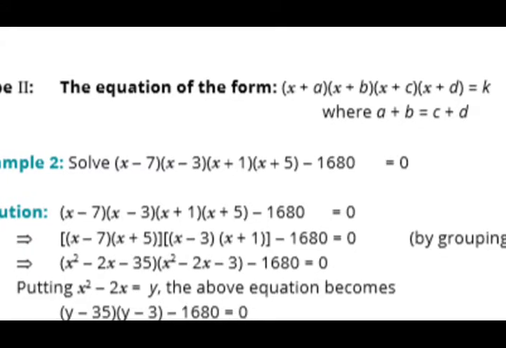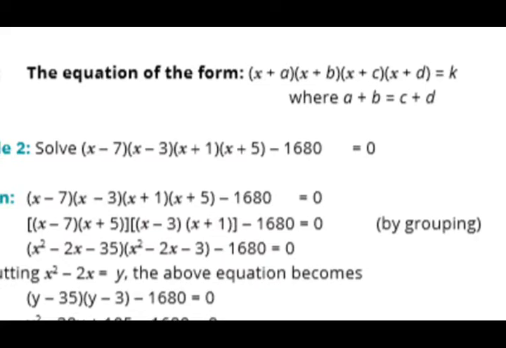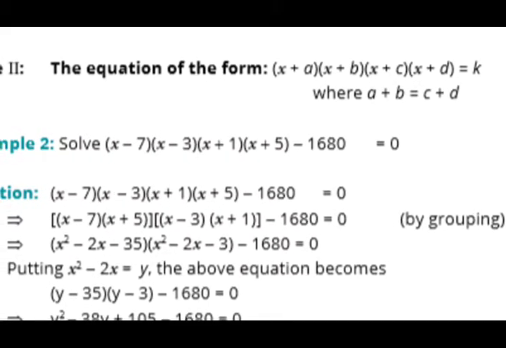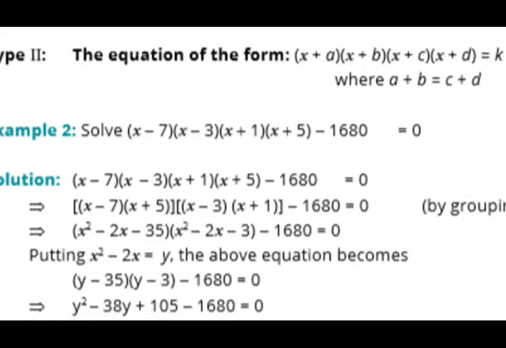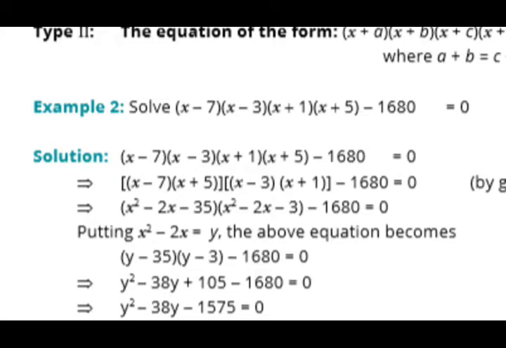Second type, the equation of the form x plus a, x plus b, x plus c, x plus d. Here we add the constant terms and multiply those who have the same sum, like in the example x minus 7, x minus 3, x plus 1 and x plus 5. Now here we arrange these factors: minus 7 plus 5 is equal to minus 2, and minus 3 plus 1 is also equal to minus 2.